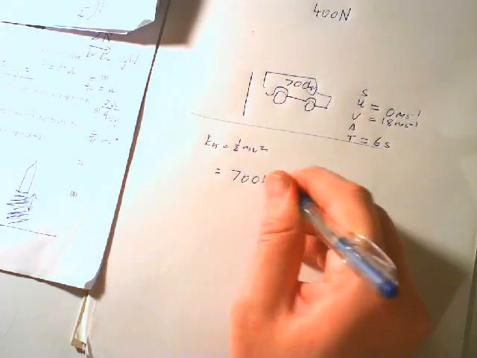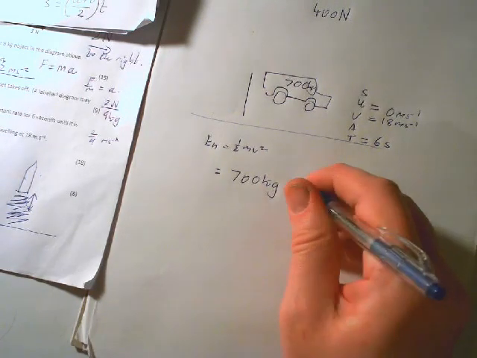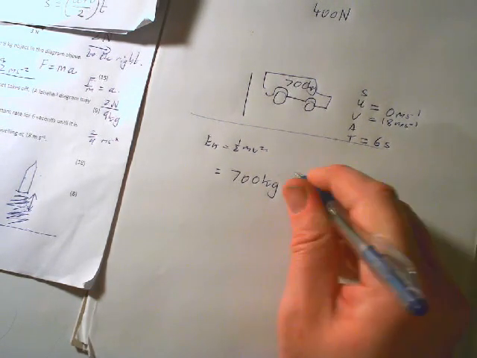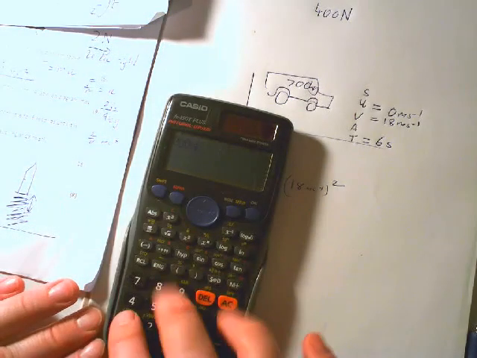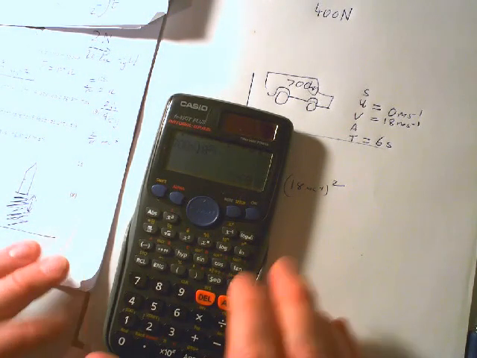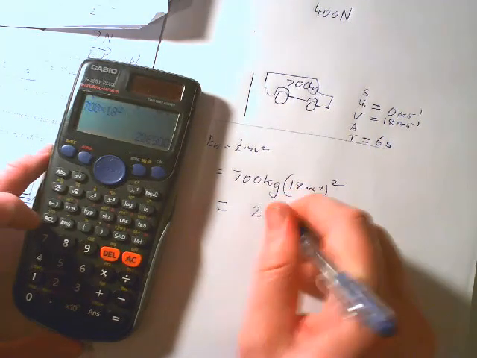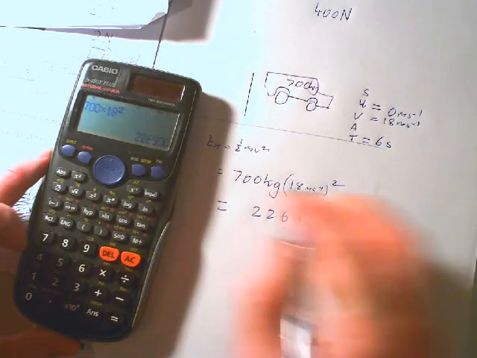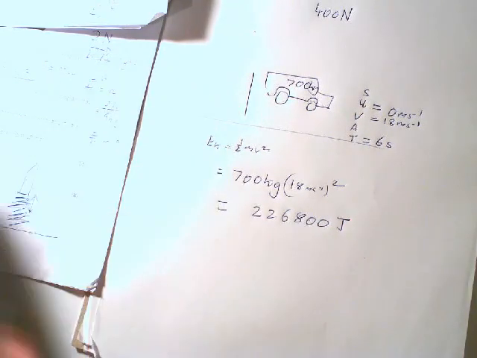So just plug in the numbers. We have a mass of 700 kgs. Its velocity that we're looking for is 18 meters per second. And we just have to square that. So we have 700 times 18 squared, which gives me a kinetic energy of 226,800. And don't forget your units. Anytime you're talking about energy, that unit is going to be joules.